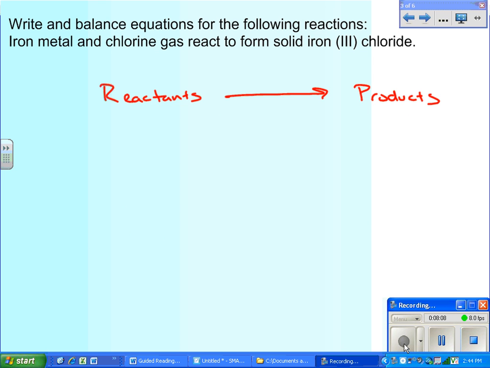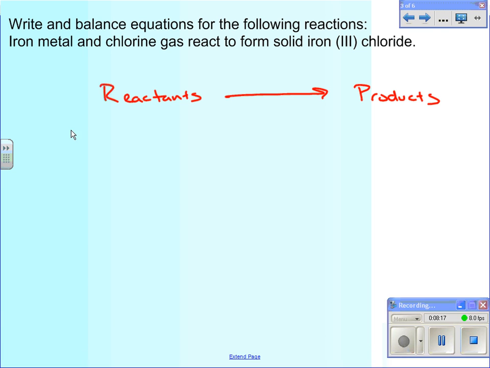Okay, in the next example, we're going to write and balance an equation for the following reaction. Iron metal and chlorine gas react to form solid iron 3 chloride. So the reactants would be iron, which is Fe. A lot of times we'll see that it's an S in the solid form, plus chlorine gas. Chlorine's a halogen, right? Never exists as Cl1 by itself. So when we read halogen gas, we always mean something 2, in this case chlorine 2. And it's going to form the product of a salt, iron 3 chloride.